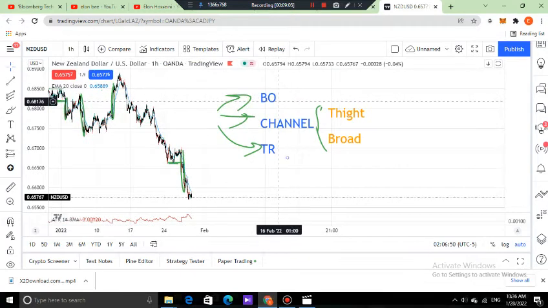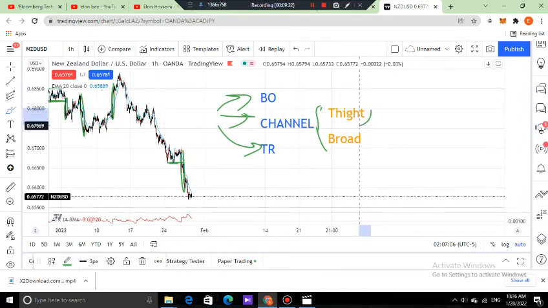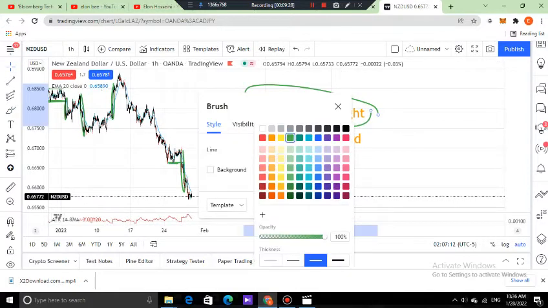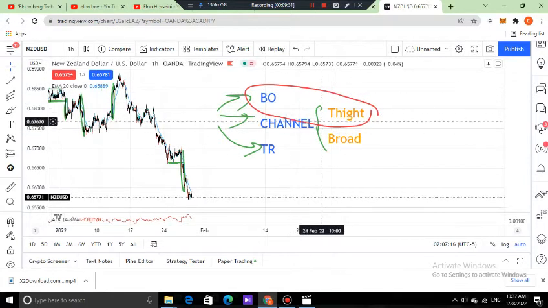Breakout also, it's at the trend direction. If it's a bullish breakout, you just buy it. If there is a bearish breakout, you just sell it. And both tight channel and breakout, you should try just do swing trading.